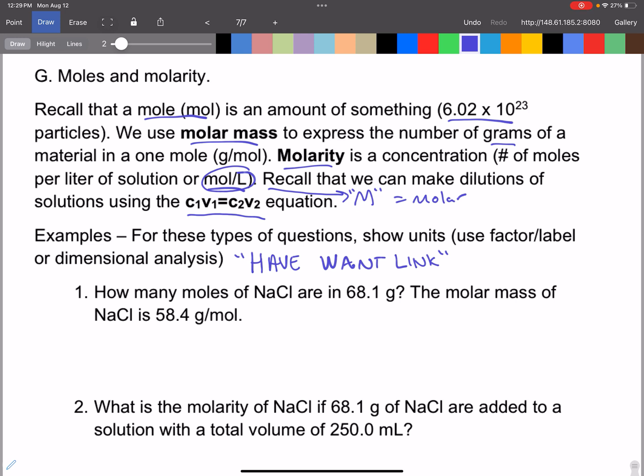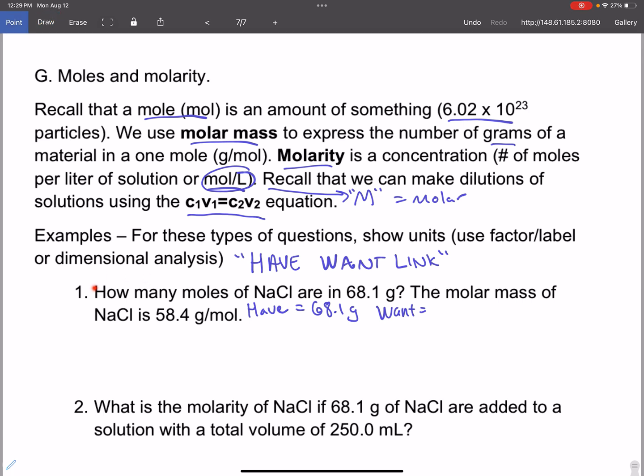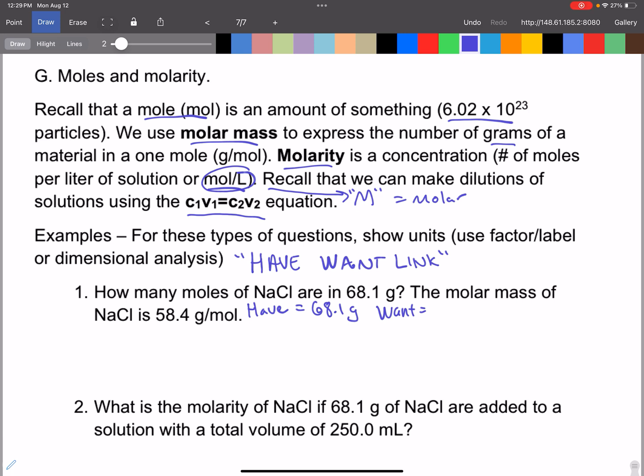So for question number 1 here, how many moles of sodium chloride are present in 68.1 grams of sodium chloride? And so the have in this case is that 68.1 grams. We have that many. The want, well, this is often where the question is going to be. How many moles, right? What's the question wording? How many moles? That is the want.